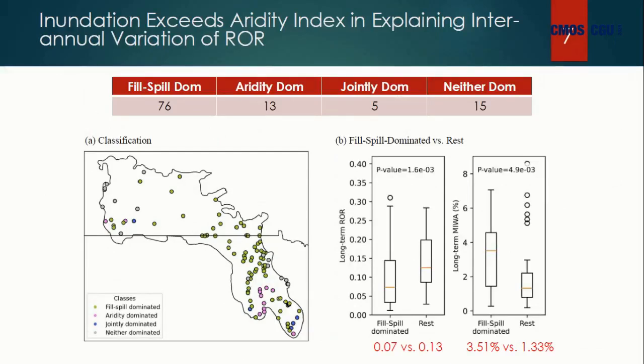It is 3.5% of the area of catchments versus 1.33% of the area of the catchments. This higher storage potential causes the long-term runoff ratio in fill-spill dominated catchments to be strongly and significantly lower than the rest of the catchments, as we can see in the box plot.